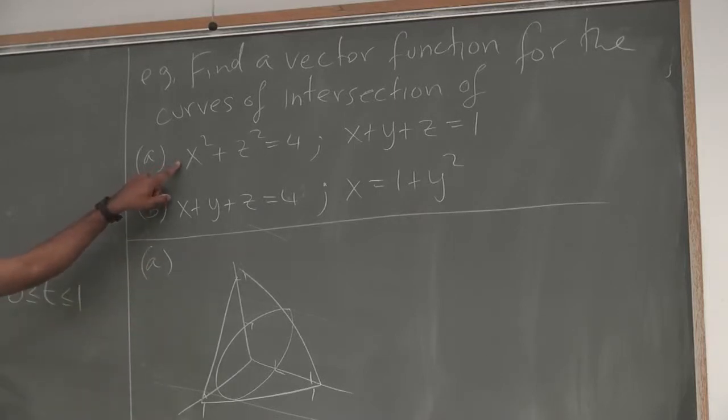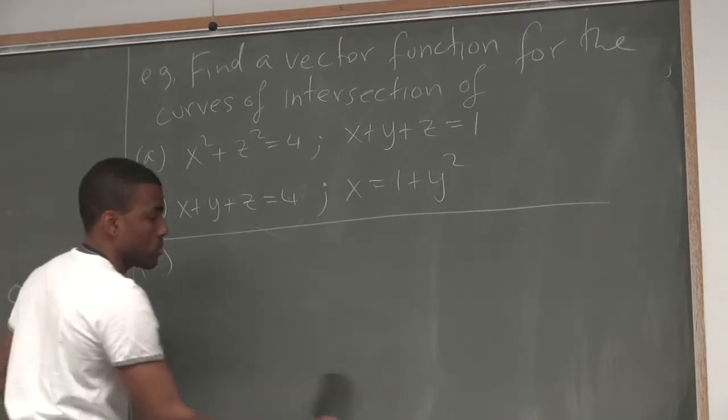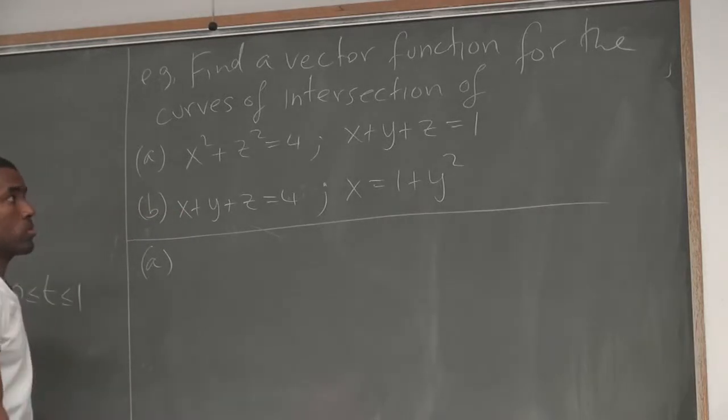Yeah? Since you have x squared plus z squared for the first equation, could you square the second equation so you would have an x squared plus a z squared? Yeah, but then you get an xy and an xz and an xyz. Oh, right, yeah, you would have too many terms.